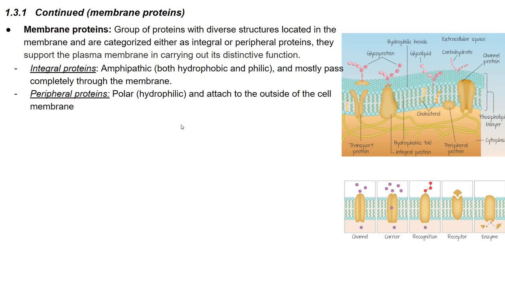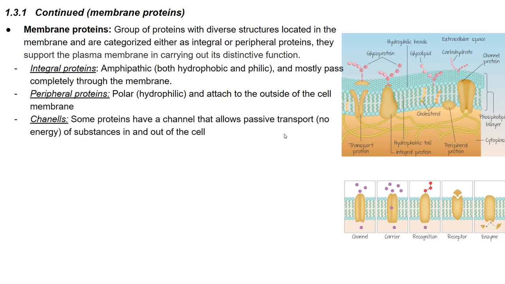Then we have peripheral proteins, which are polar, meaning they're hydrophilic or have a charge, and they attach to the outside of the membrane only. So for example, here, these are both peripheral proteins. Then we also have channel proteins that allow passive transport, meaning transport without energy, of substances in and out of the cell. So this is an example of a channel protein. The substances just move straight through.